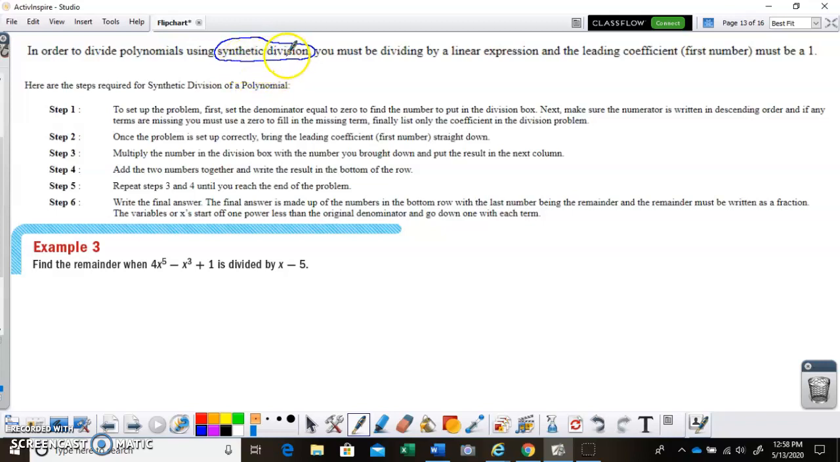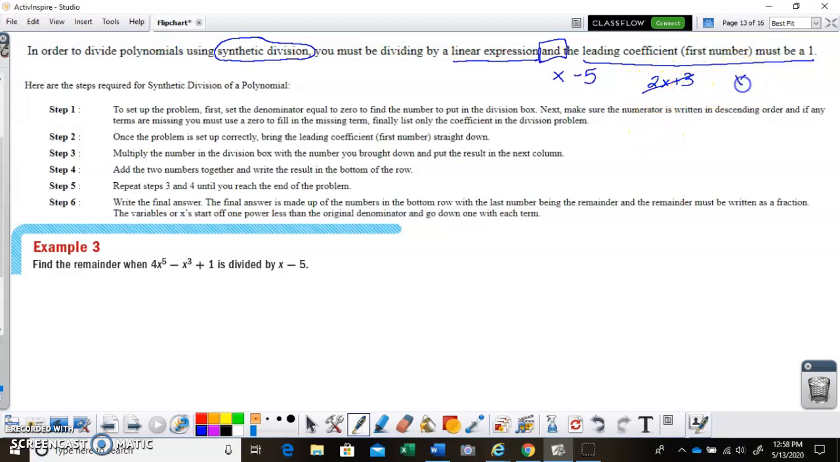In order to use synthetic division, you must be dividing by a linear expression, meaning the x in the denominator can only be to the first power, and the leading coefficient has to be 1. So it could be something like x minus 5, like we saw in the last example. That would be okay because x is raised to the first power and the leading coefficient is 1. But we could not do 2x plus 3. If we were dividing by 2x plus 3, we can't do that because the leading coefficient is not 1.